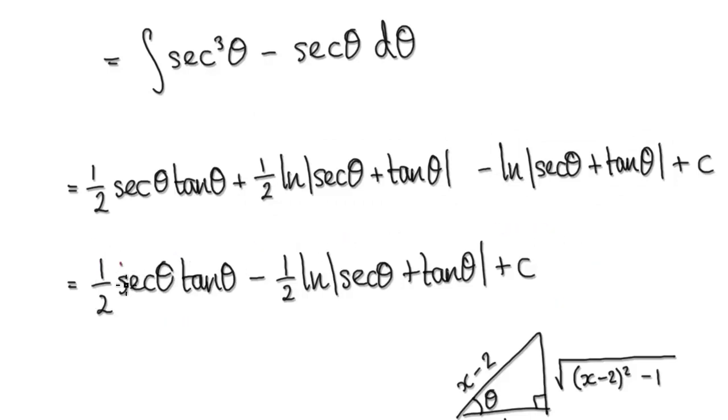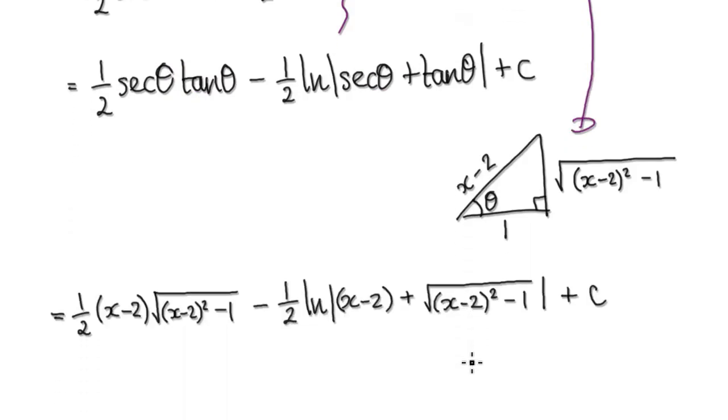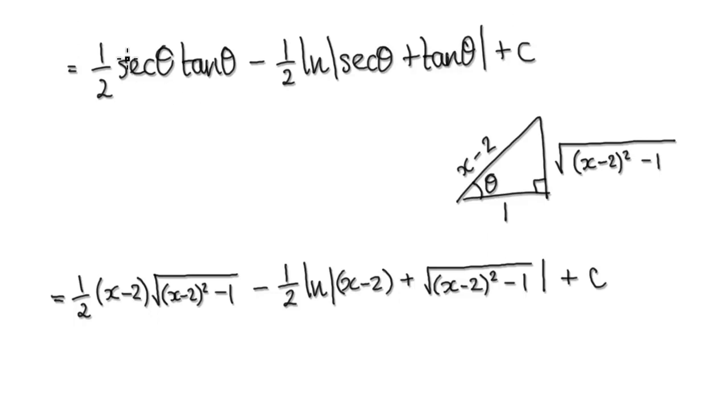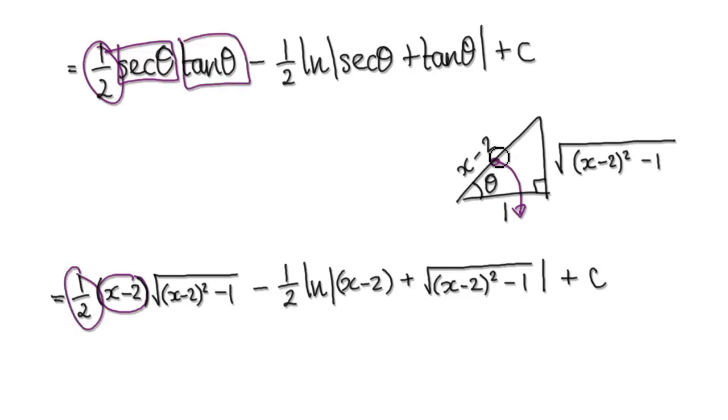But then we don't want the answer in terms of theta. We don't want the answer in terms of tan theta. So we've got to go back to our original triangle, which was this thing here. Going back to our original triangle, now translate everything. Secant theta would be this. So that would be x minus 2 over 1, which will be this thing here. So you've got your half here, and then what is tan theta? Tan theta would be this thing here. So that would be opposite over adjacent, which is this thing here.